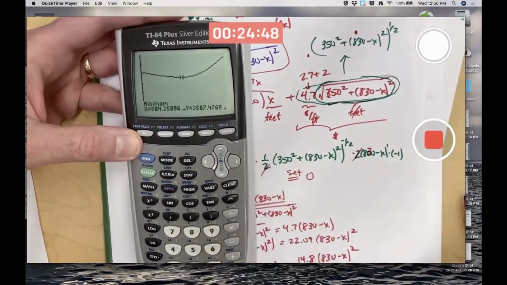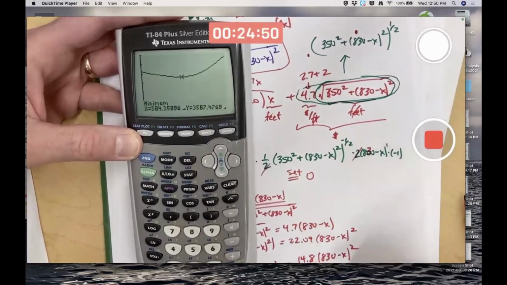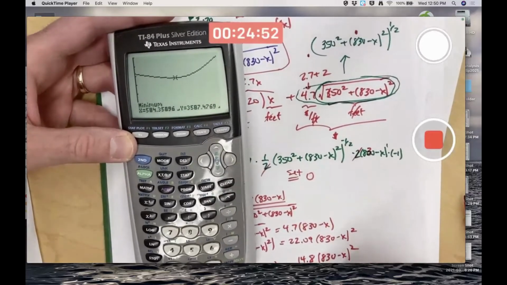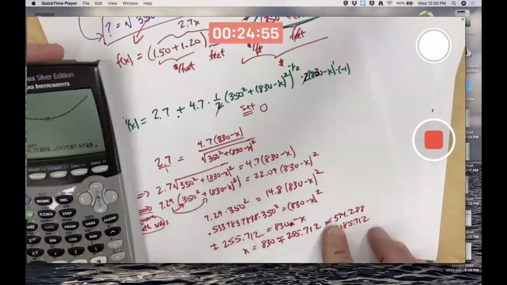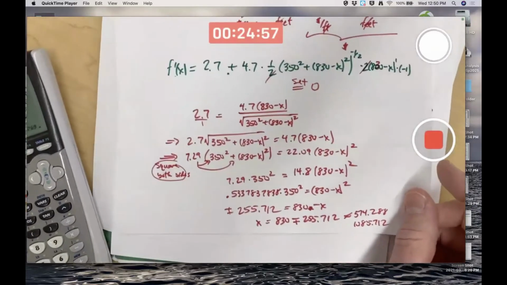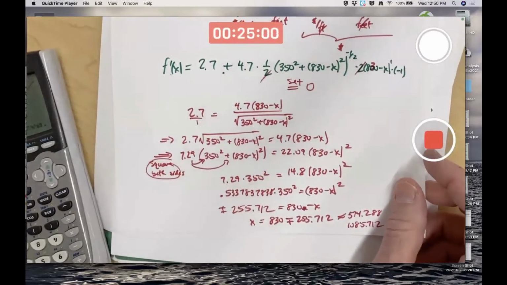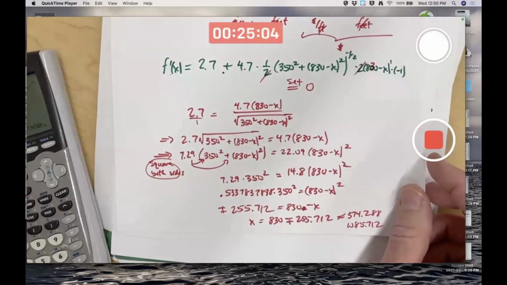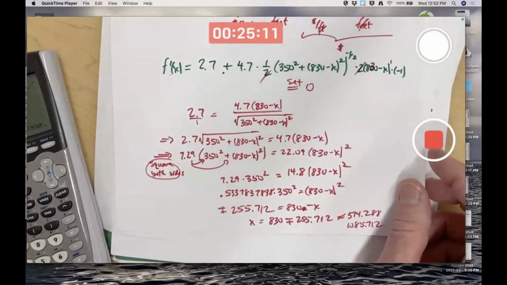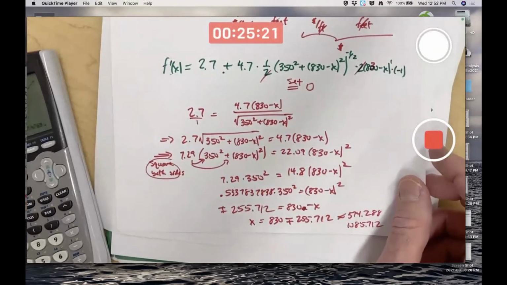Well, I'm off by 10 units approximately. 584.36 is what the calculator is giving me, whereas I got 574.29. So I must have made a mistake somewhere. It's close enough that I'm unsure where the mistake is. I think for the sake of time, I won't try finding it. Do you think you see?